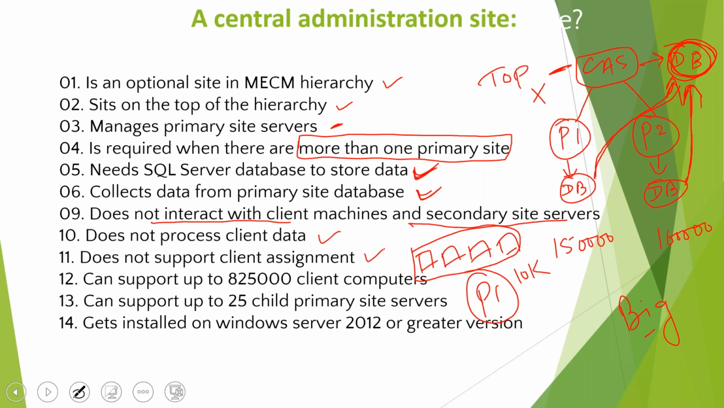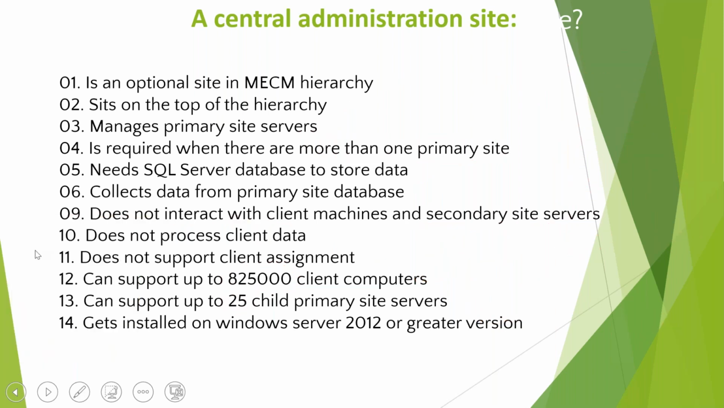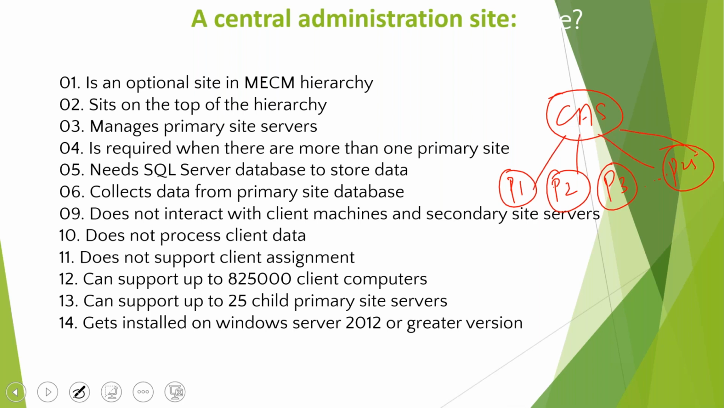It does not support client assignment. How many clients can you have in one central administration site hierarchy? 825,000 client machines can be there in one central administration site hierarchy. How many primary sites can you have? In one central administration site hierarchy, you can have a maximum of 25 child primary sites. For example, you have CAS, then P1, P2, P3, and it can go up to P25.